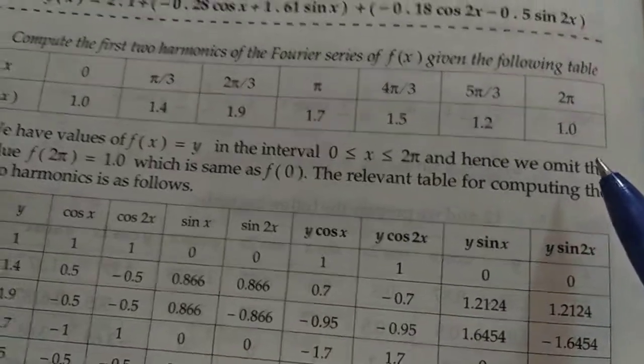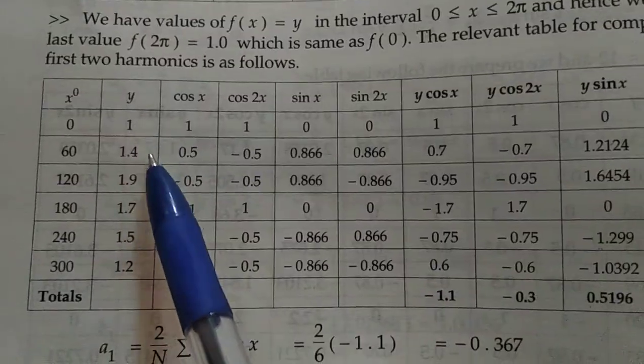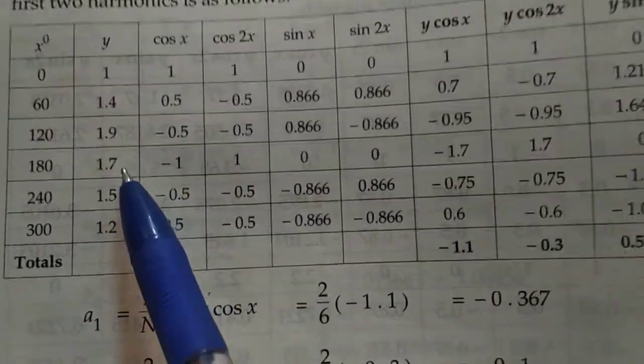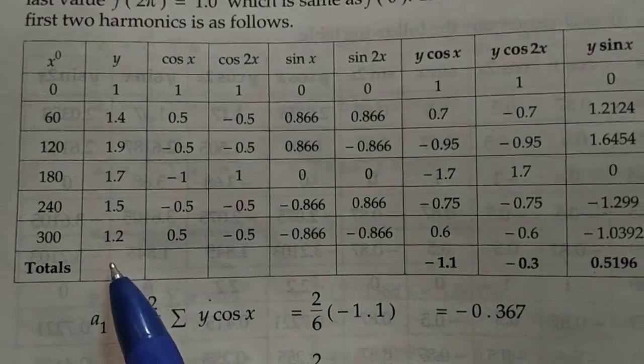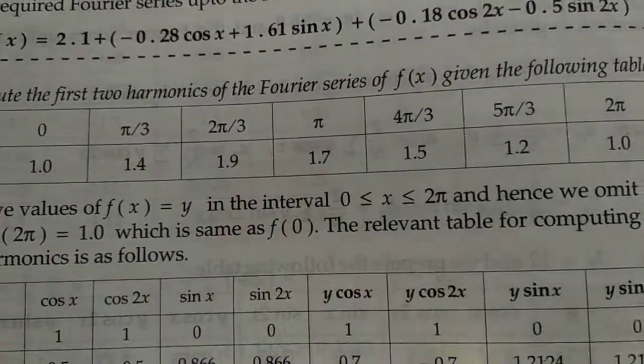But 2 pi we are not considered, because the first value and last value are the same. So the corresponding y values you have to write: 1, 1.4, 1.9, 1.7, 1.5 and 1.2. So now what is the question? Compute the first two harmonics.